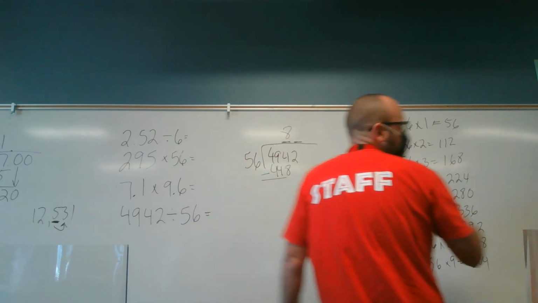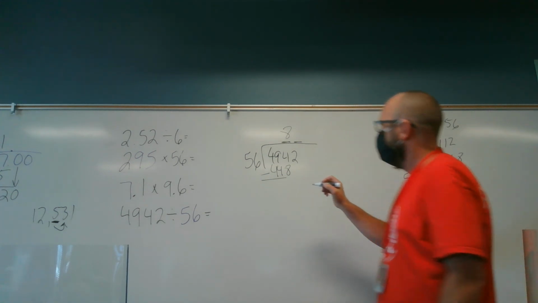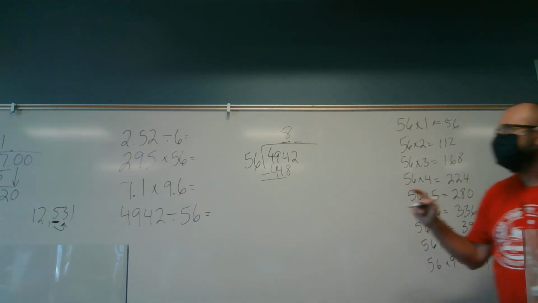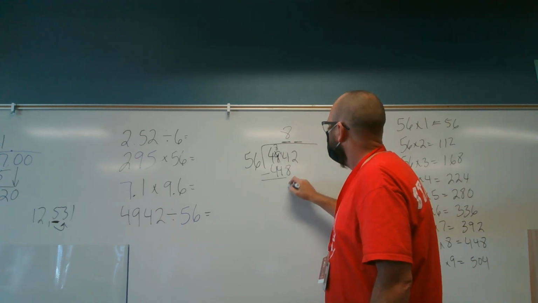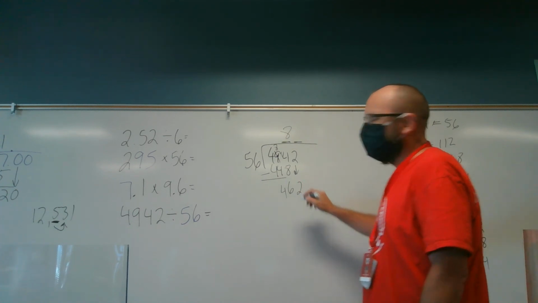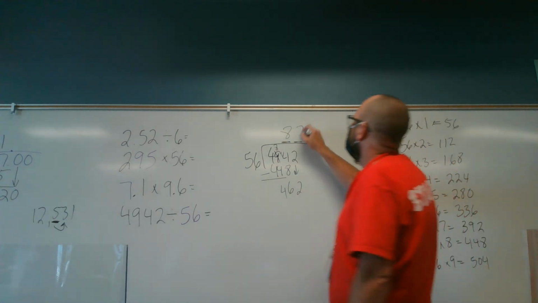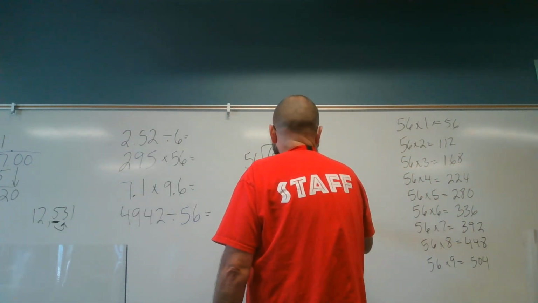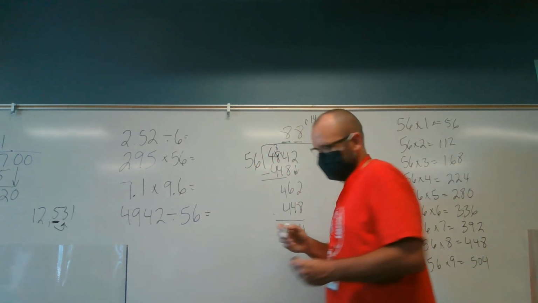And then I subtract and I get 46. It can't be 56, because I got a bar there. That's an 8, and then that's a 10, so that's a 6, and that's a 4. Then I bring down my 2. 56 goes in 8 times again. 448. 14. So 88 with a remainder of 14.